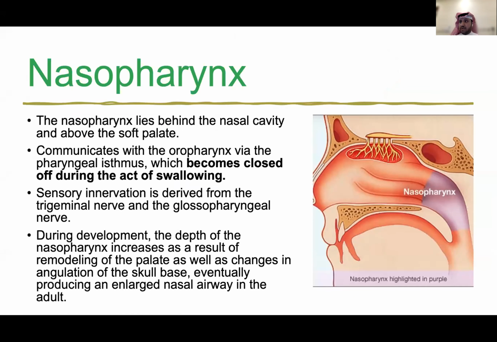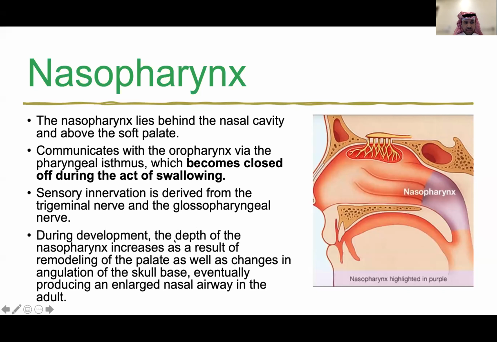Let's talk a little bit about the nasopharynx. You can see it's immediately behind the nasal cavity and above the soft palate. It communicates with the oropharynx through the pharyngeal isthmus. It's usually closed when food is swallowed, so it prevents food from coming up to the nose. The sensory innervation is derived from the trigeminal nerve and glossopharyngeal nerve.